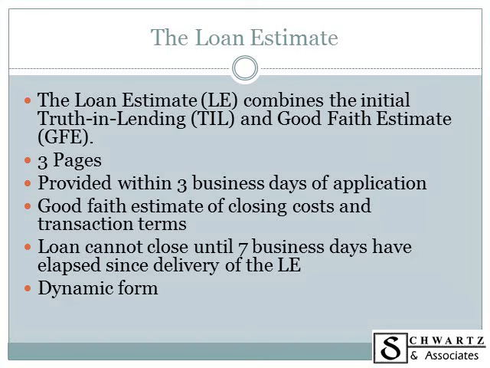Thank you. Now let's talk about the loan estimate. The loan estimate combines the initial Truth in Lending and Good Faith estimate. It's 3 pages long. It must be provided within 3 business days of application. It must provide a good faith estimate of the closing cost and transaction terms anticipated for this loan. And the loan cannot close until 7 business days have elapsed since the delivery of the loan estimate. The loan estimate and the closing disclosure both are dynamic forms, and we're going to talk about that a little more as we move through each page of the document.